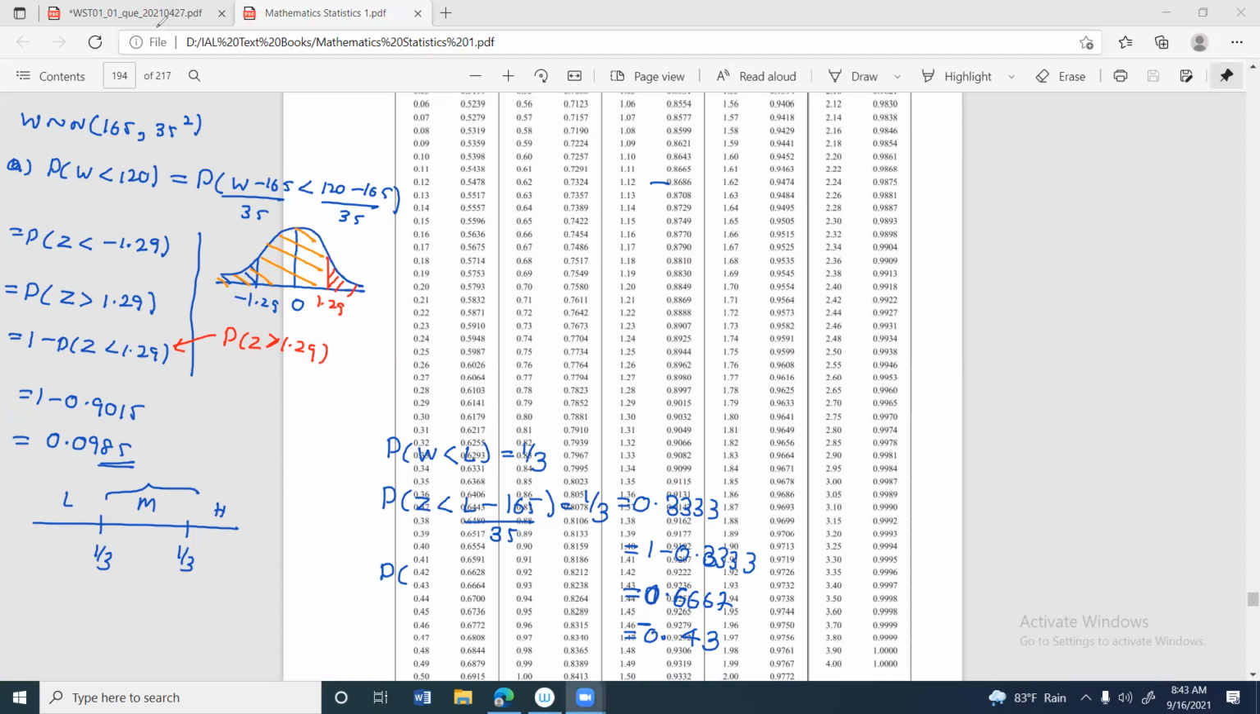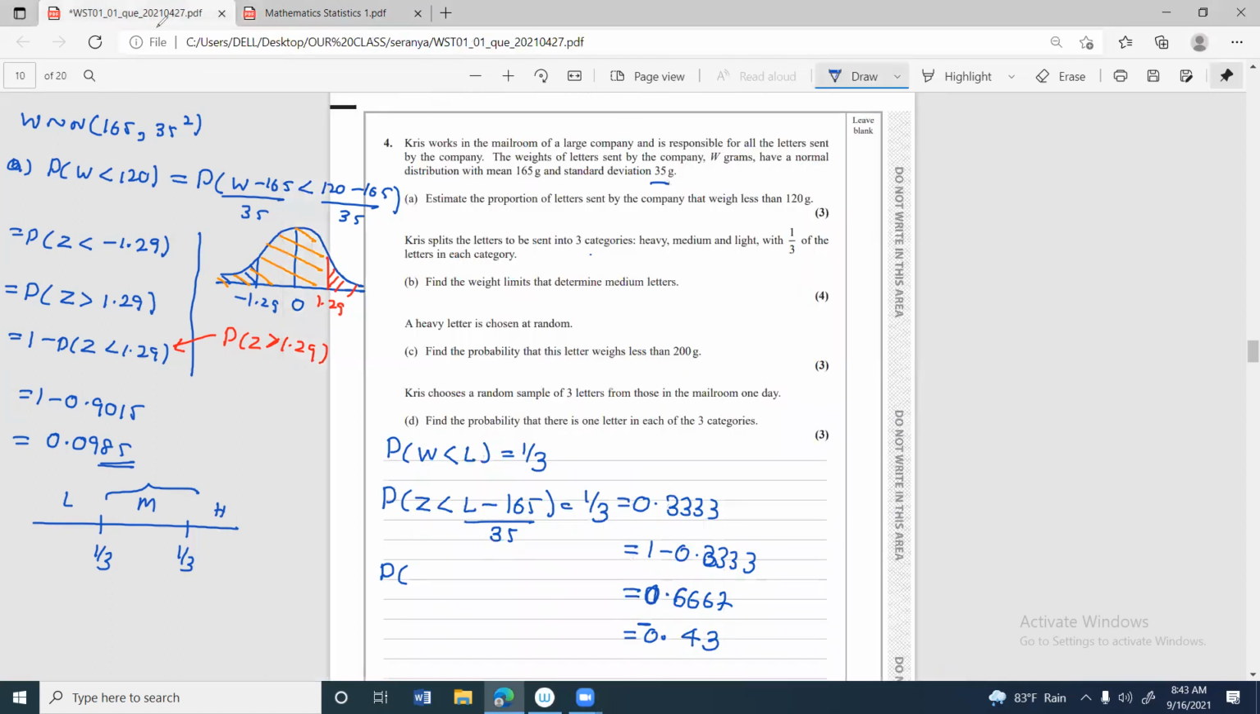So we write (L minus 165) divided by 35 equals minus 0.43. L equals minus 0.43 times 35 plus 165. That answer is 149.95. That is the lower limit for this one.